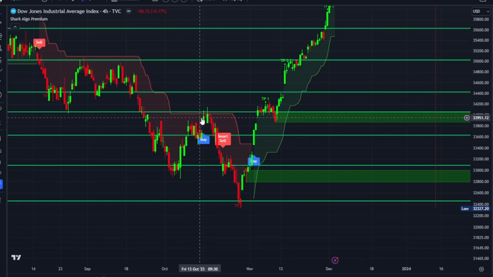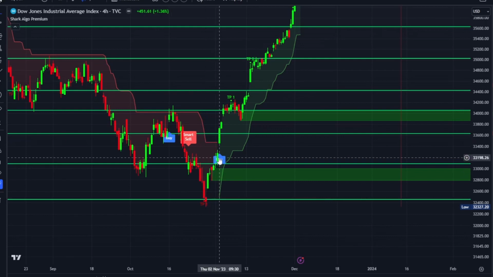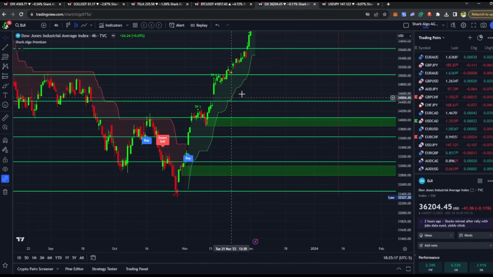So there you have it, a step-by-step guide to harnessing the combined power of the Chaikin Money Flow and Shark Algo.